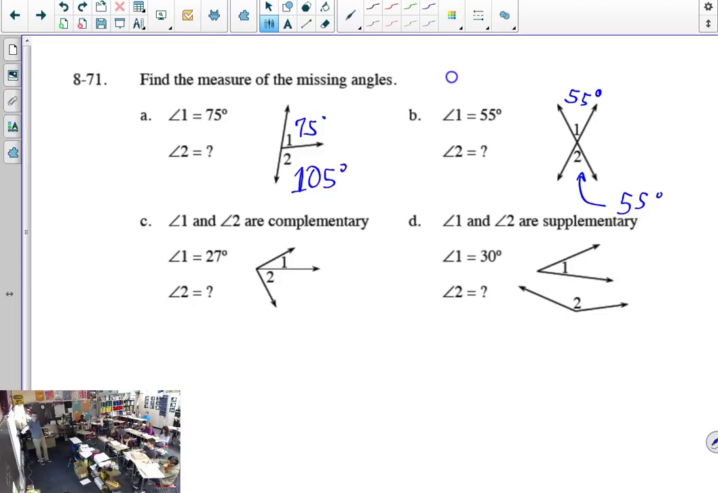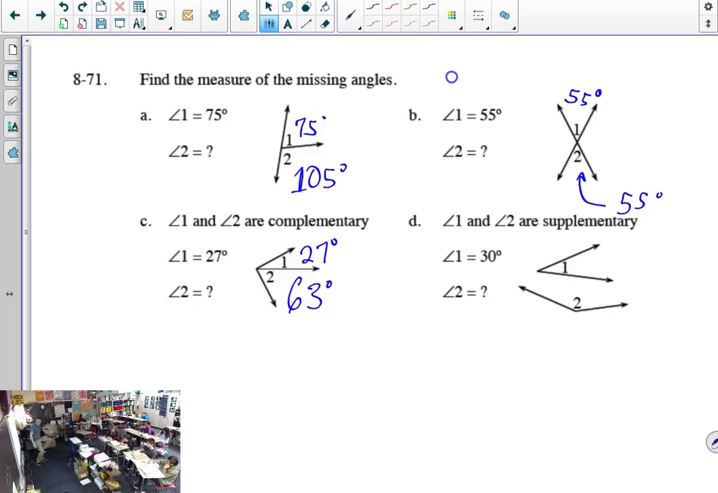If angles 1 and 2 down here are complements, and this is 27 degrees, then Allie, what are they going to add up to? They're complementary. To complement someone is the 90, right? So get to 30, then get to 90. So how much to get to 30? 3 more. Then how much to get to 90 from 30? Yeah, 63.